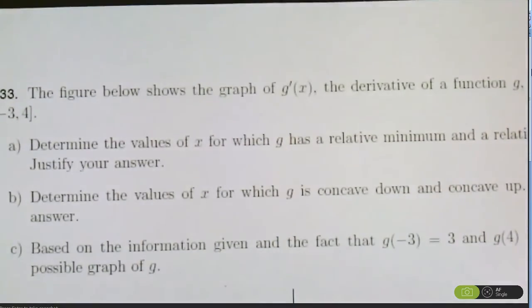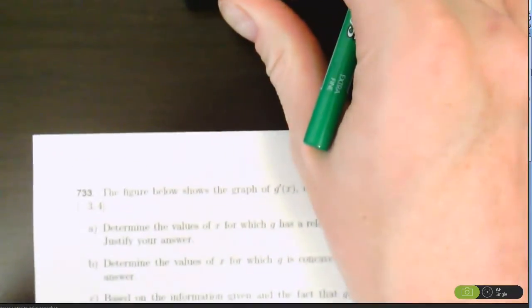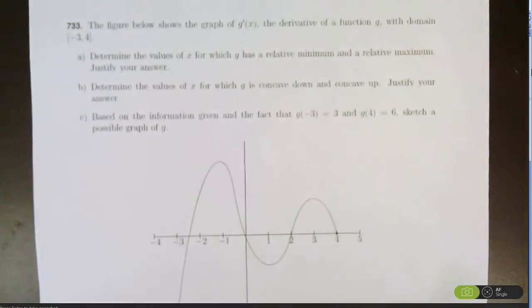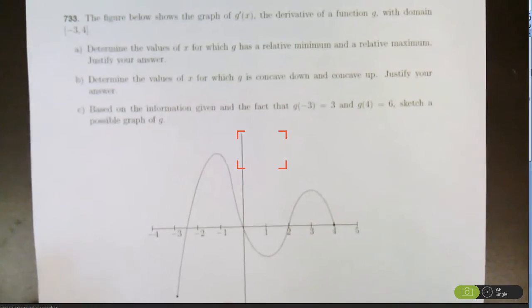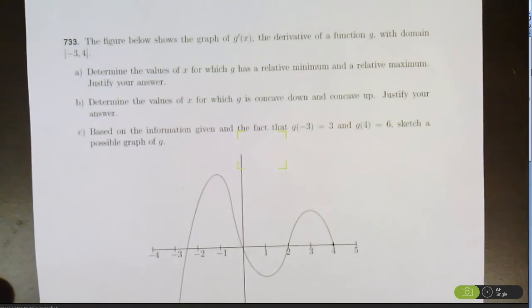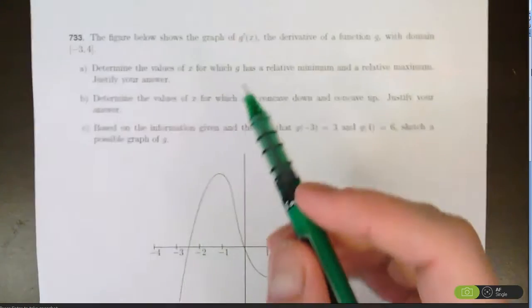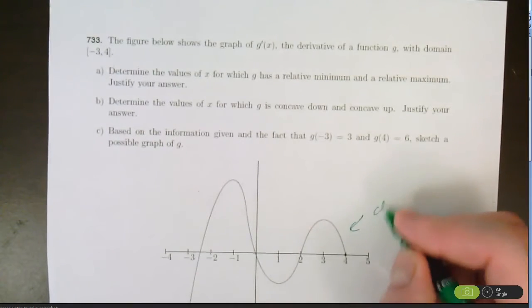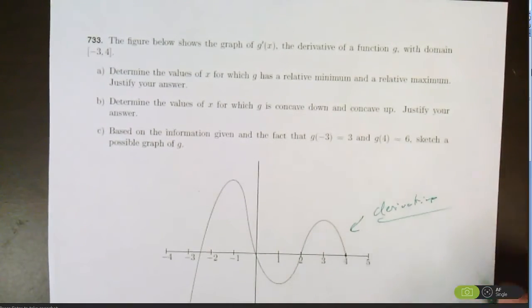Okay, now on the back, 733. This one is a whole lot of paying attention to what you're being asked, and to what they've told you. 733 says the figure below shows the graph of g prime. That means this is the derivative, not the function.